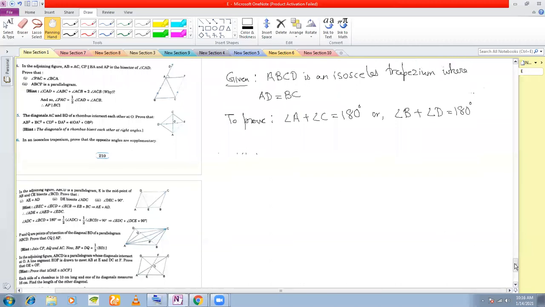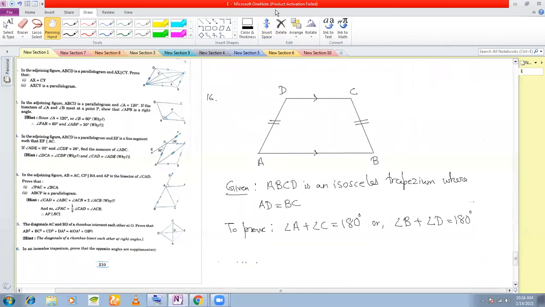What is the property of an isosceles trapezium? Who can tell me a property of an isosceles trapezium? Anushka, can you tell me a property of an isosceles trapezium?